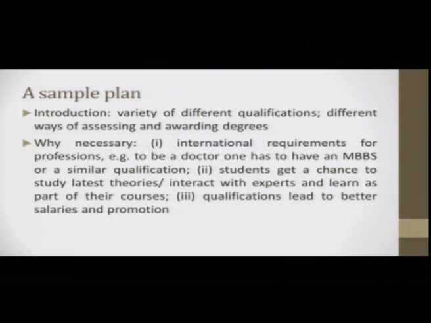Then this is one side. You are saying the qualifications are necessary. Why? Some points: international requirements for professions. For example, if one has to be a doctor, one has to have a medical degree like an MBBS or an MD and so on.